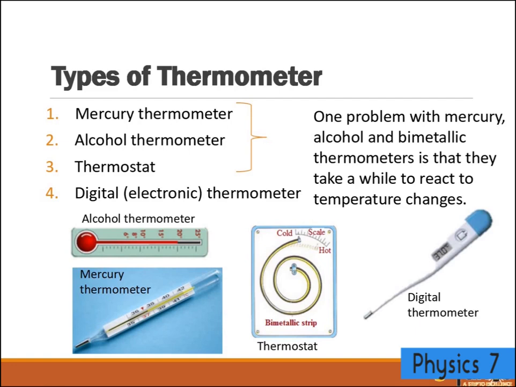And then the next type of thermometer is the electronic thermometer, which works in an entirely different way to mechanical thermometers. Remember that mechanical thermometers use mercury or spinning points. But in the case of electronic thermometers, they are based on the idea that the resistance of a piece of metal changes as the temperature changes.